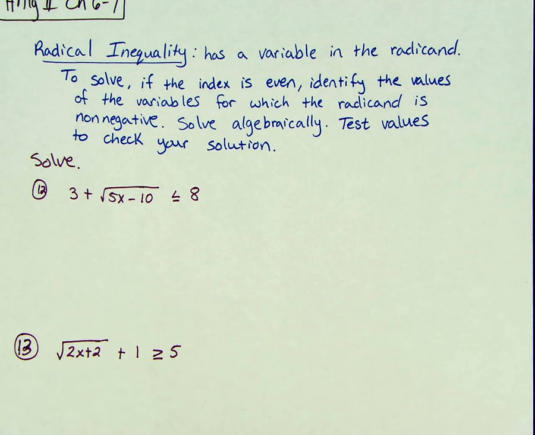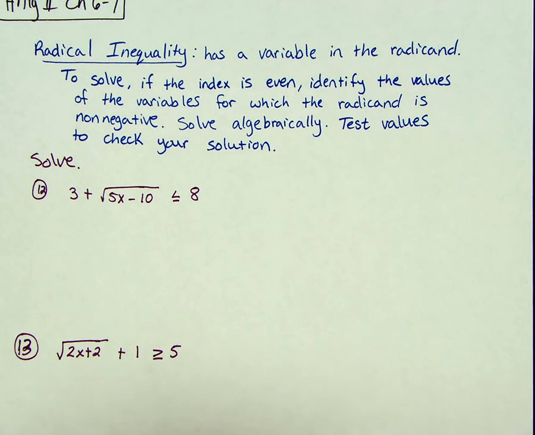so if it's an odd root, we just solve the inequality as if it were an equation. But if it's an even root, then we have to take, again, that domain into consideration. So we're going to solve the inequality itself, but then we have to go back and solve just the piece underneath the radical. So this is going to be a two-part process for the solving.